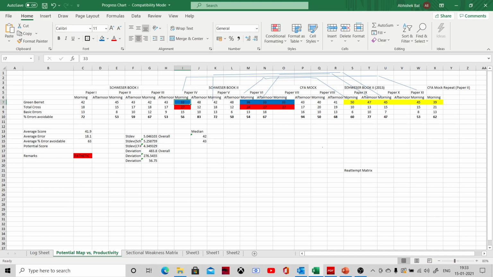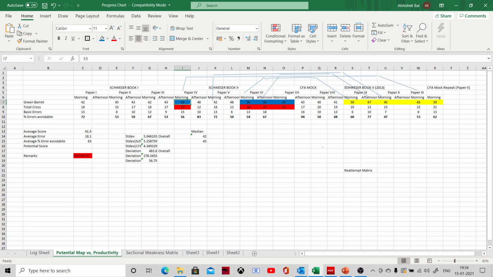42 out of 60 used to be 70%, because as I told you, in our times we used to have 10 item sets, 60 questions each session. So 42 out of 60 is 70%. Similarly, 40 out of 60 is 66%. 33 out of 60 is 55%. Obviously less than that. 36 out of 60 is 60%. So wherever I have scored less than 70%, I have highlighted them in blue.